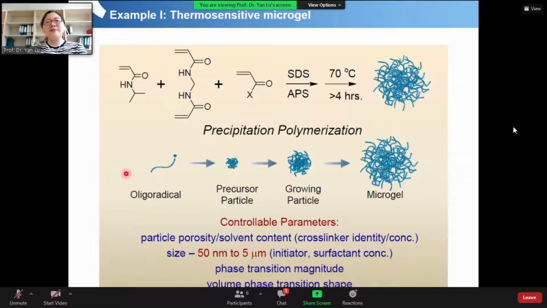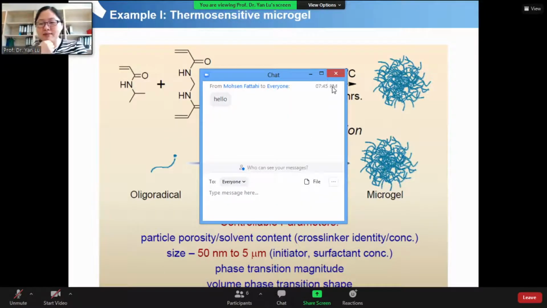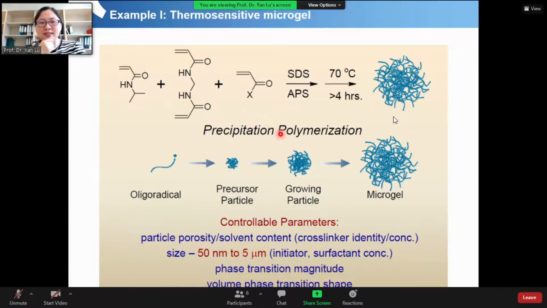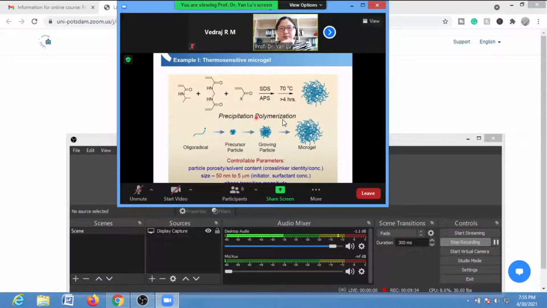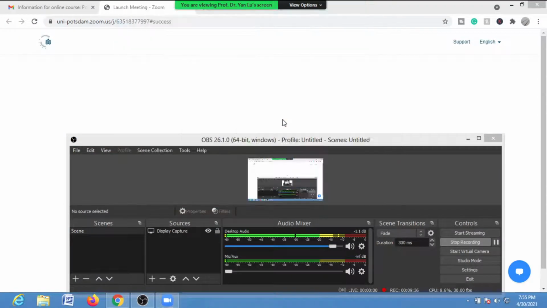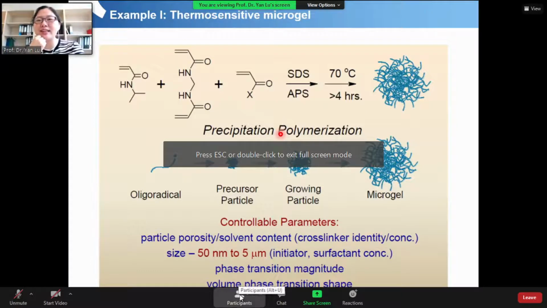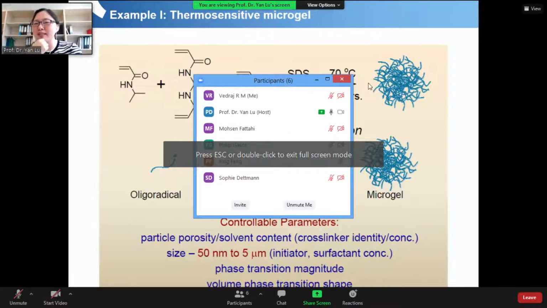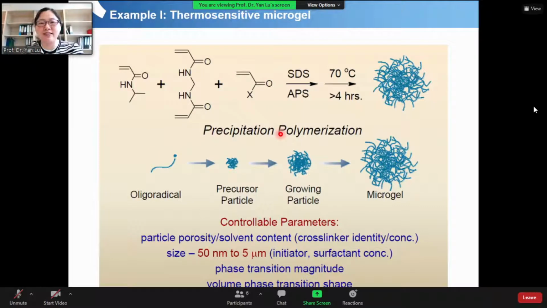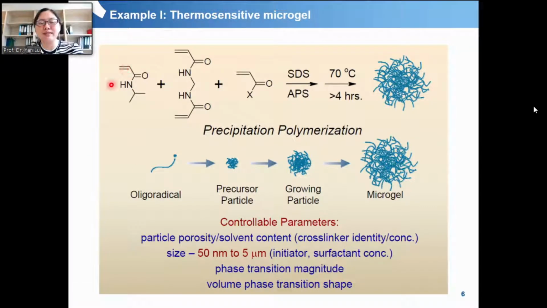As I showed last time, when we discussed the different methods for the synthesis, the typical method for synthesizing such microgels is called precipitation polymerization. I just want to remind you again. So here is the typical NIPAM monomer. This is the base. You have two double bonds, so this is the cross-linker. And then of course you can add additional functional groups.